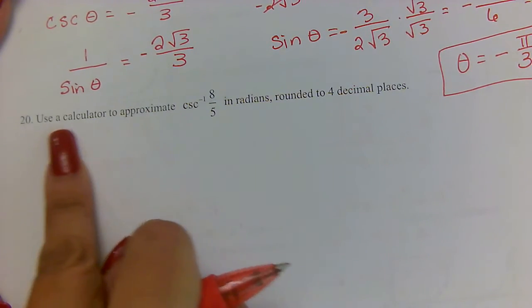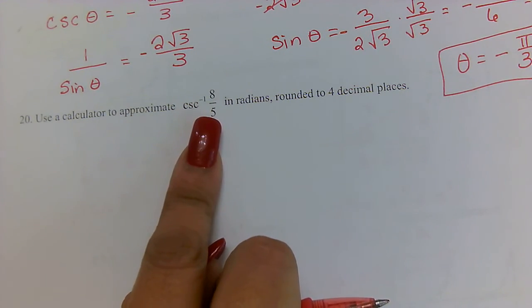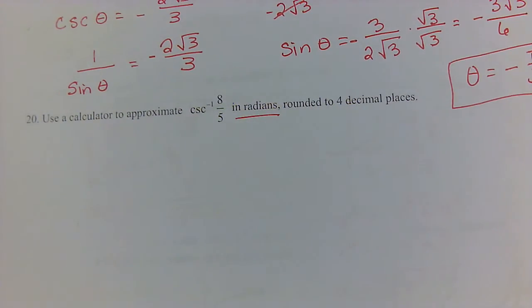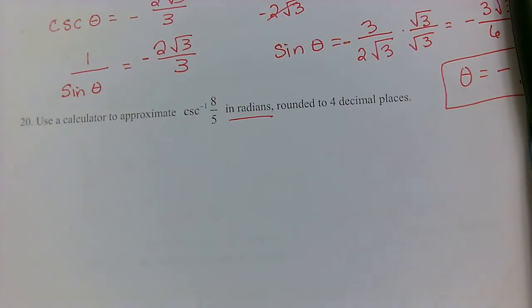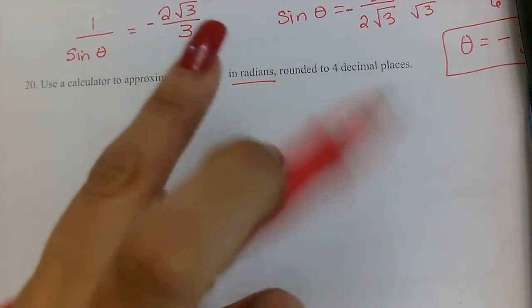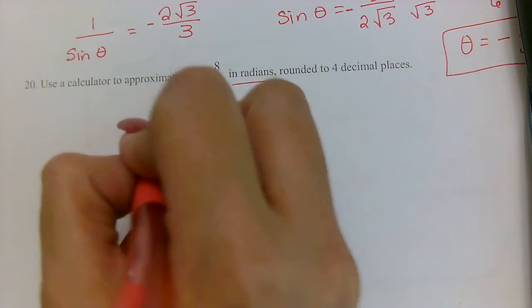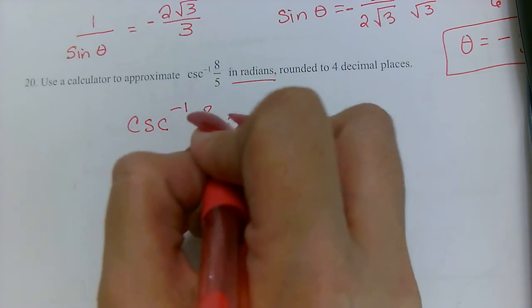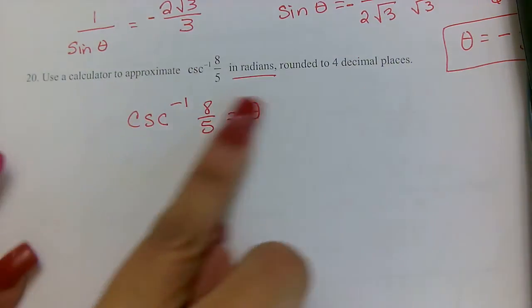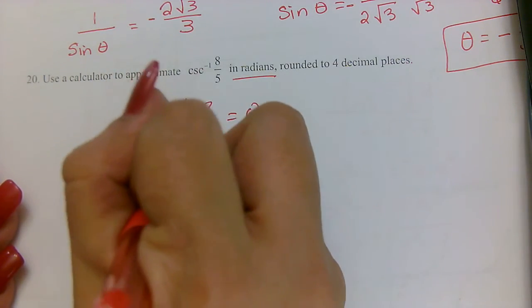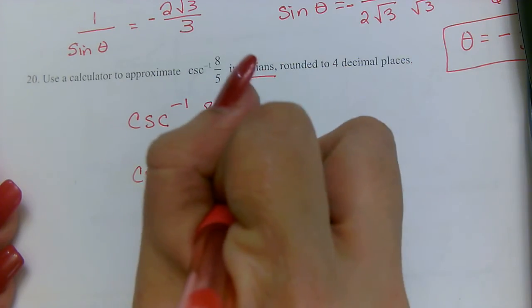So this next question says, use a calculator to approximate arc cosecant of 8/5 in radians. So make sure you're on radian mode. I'm going to go ahead and change my calculator now to radians. Okay, so there I go. It's in radians. And now what we're going to do is we're going to go ahead and do the same thing that we were doing previously. I'm going to say arc cosecant of 8/5 is equal to theta. Now I'm going to go ahead and put my theta with my cosecant. So I'm going to say cosecant of theta is equal to 8/5.